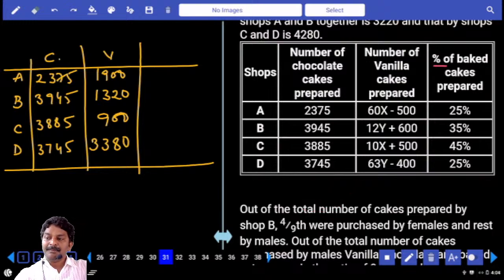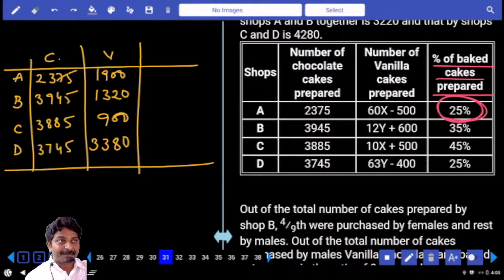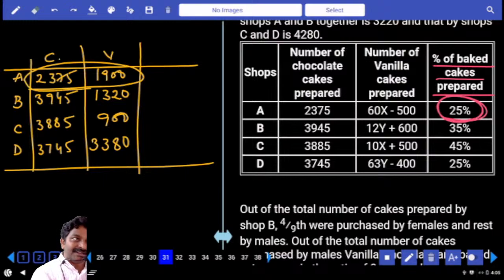Now, percentage of baked cakes prepared, which is 25%. There are only 3 types. Out of 3 types, if baked cakes are 25%, the other 2 together are 75% only. That means the sum of these 2 numbers together is 75%. And now you need to get 25%, which is 1/3 of 75%. Let's add.